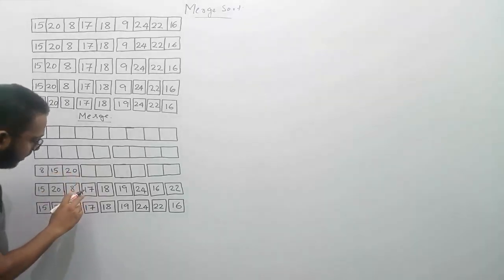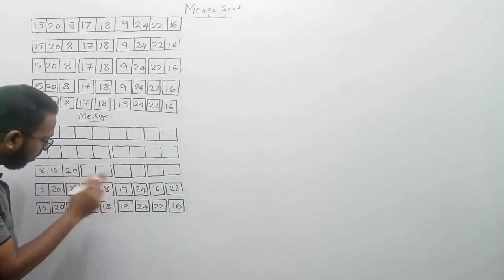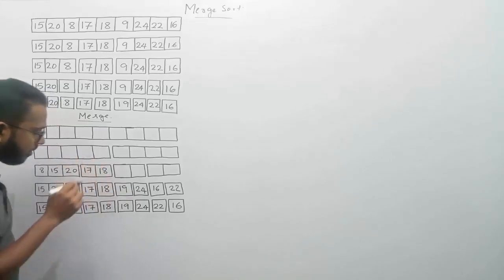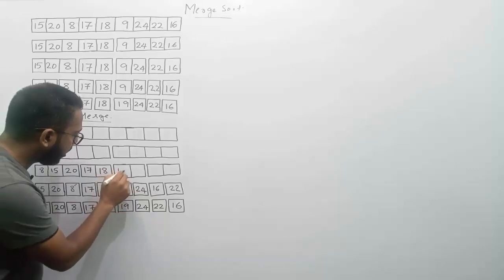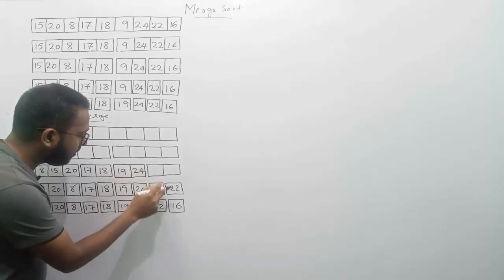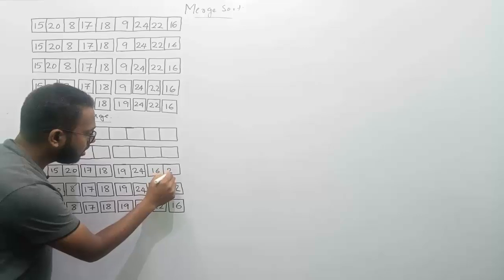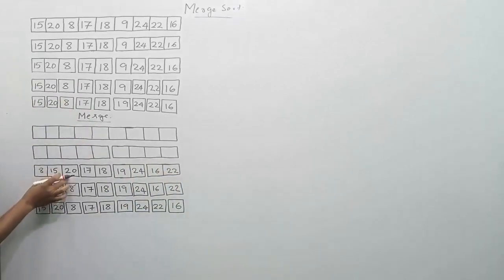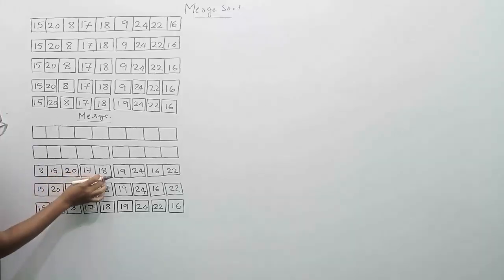Okay, next we'll compare these two. Since these two are already in sorted form, we'll just bring this 17 and 18 here. And these are also in sorted form, 24, and we will bring these two also, 16 and 22. Now we will compare the elements of this left sub array with the right sub array.